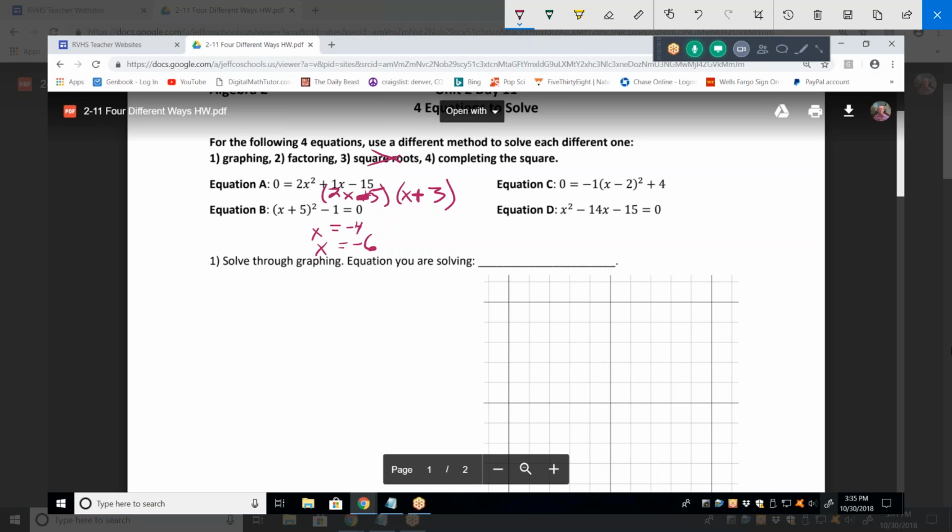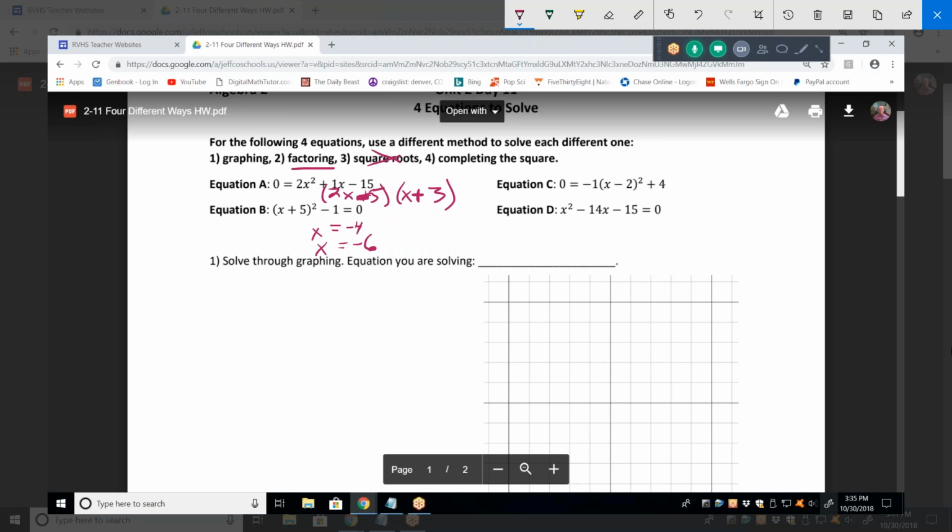Notice that that works. In other words, that is that quadratic factor. It produces the correct middle term of plus 1x, produces the correct first term, produces the correct last term. So let's do factoring for a.